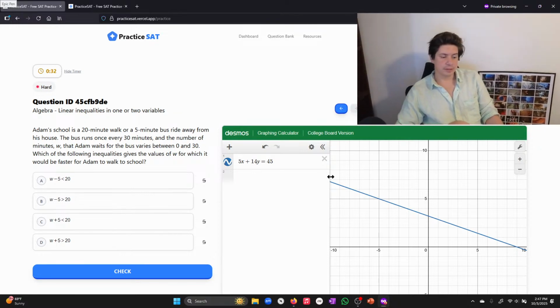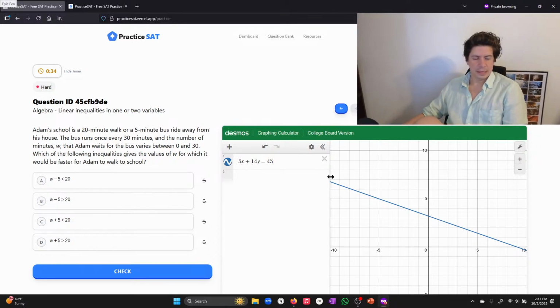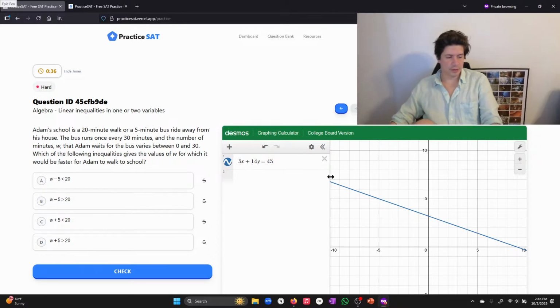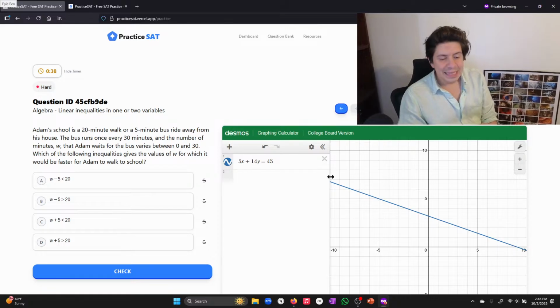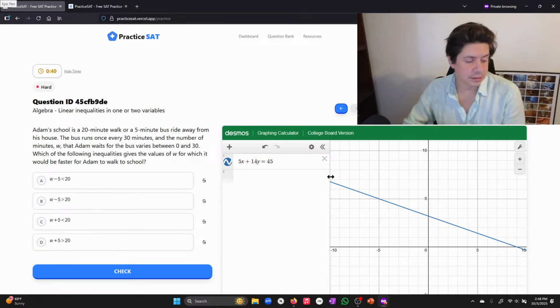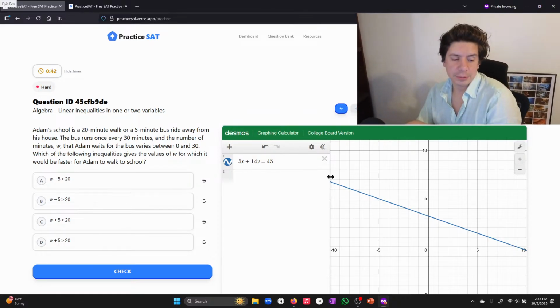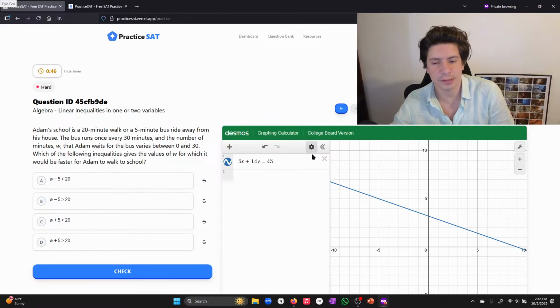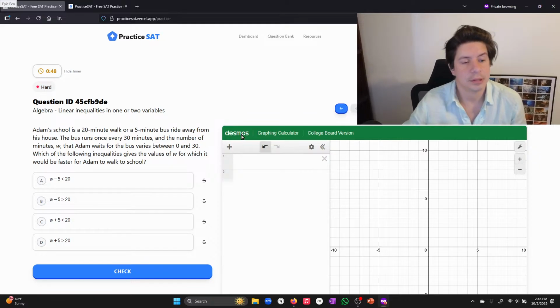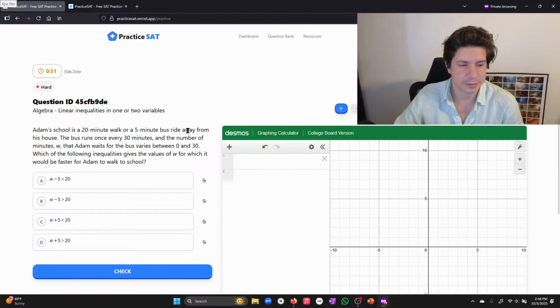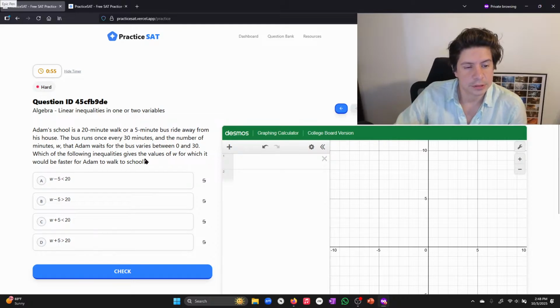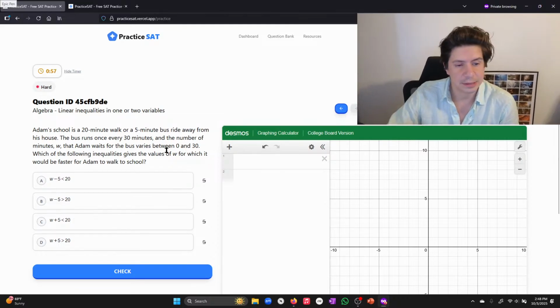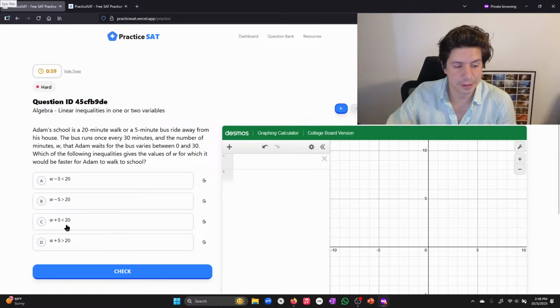A, W minus 5 is less than 20. B, W minus 5 is greater than 20. C, W plus 5 is less than 20, or D, W plus 5 is greater than 20. Okay, this is a conceptual one, but we can get it. 20-minute walk or a 5-minute bus ride. The bus comes every 30 minutes, for which it is better to walk than to take the bus. So the bus is going to be plus 5.